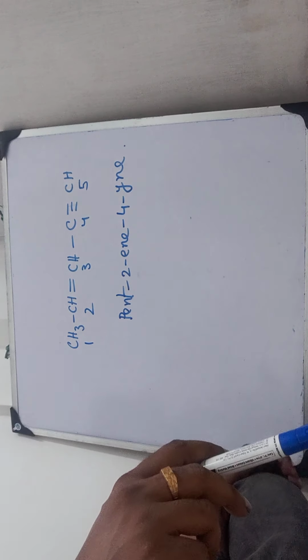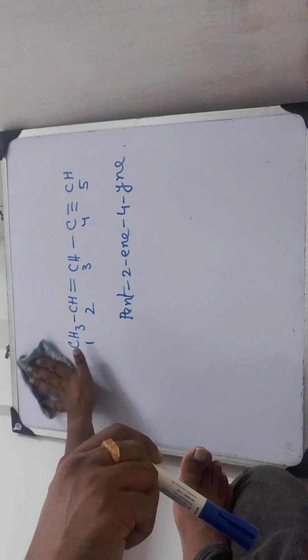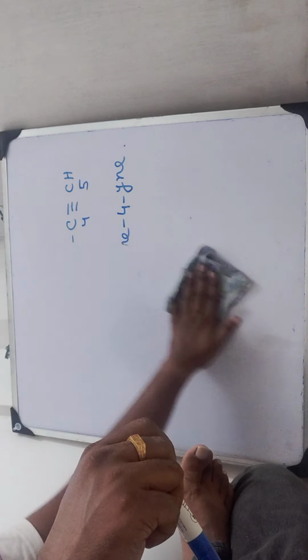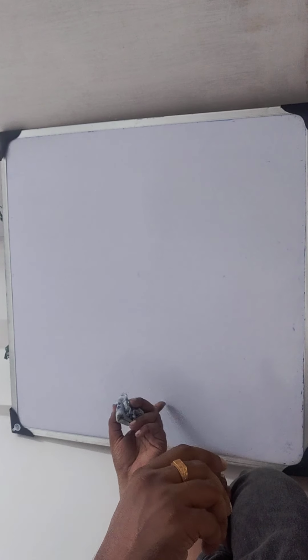You may have noticed that in every naming, I have written the first letter of the name as a capital P. In the case of Pent-2-en-3-yne also, I have started the P with a capital letter. So you will have to keep in mind that the first letter, not the number, the first letter, should always be in capital. Is that clear to everyone?